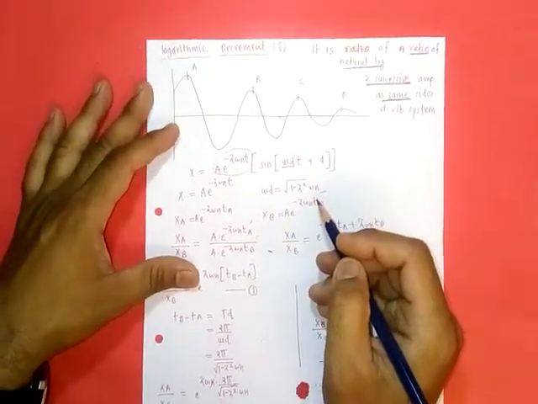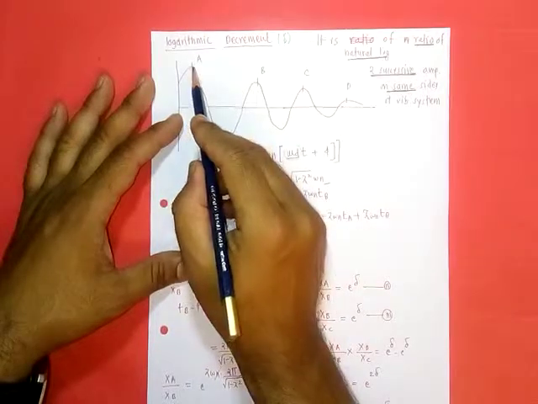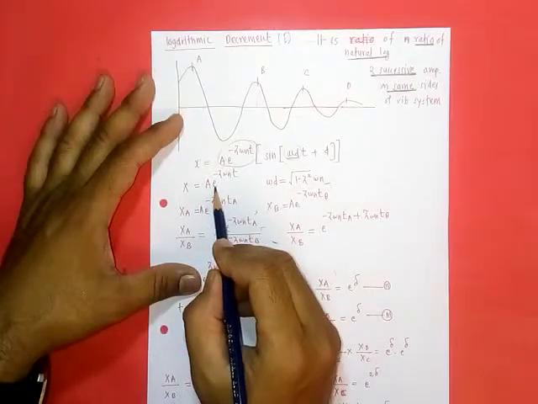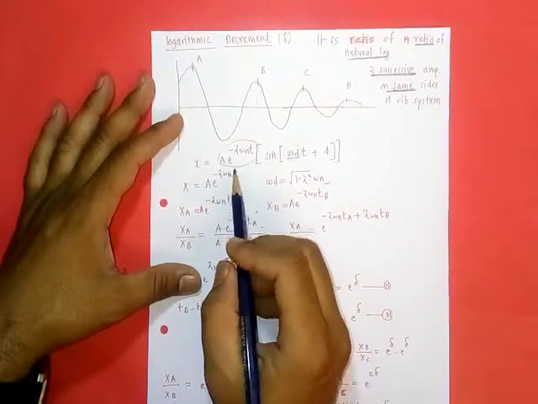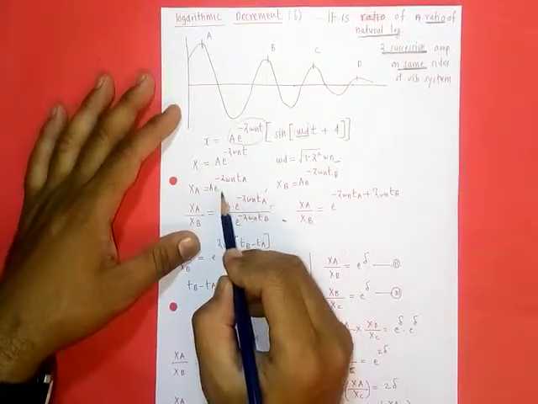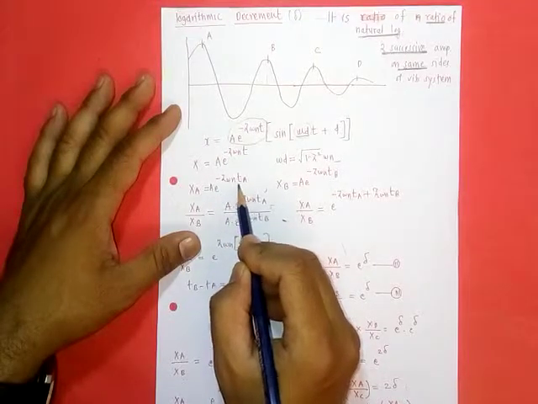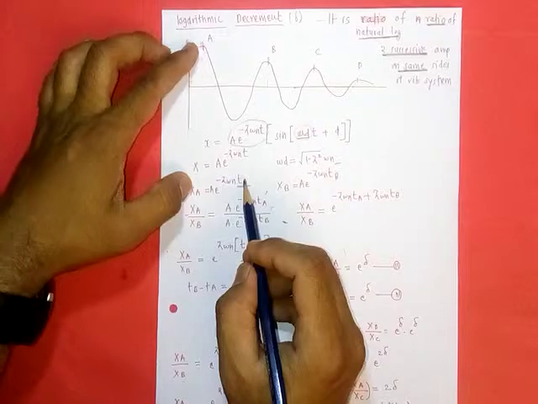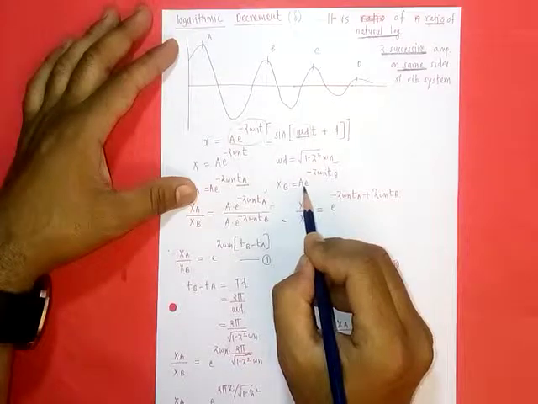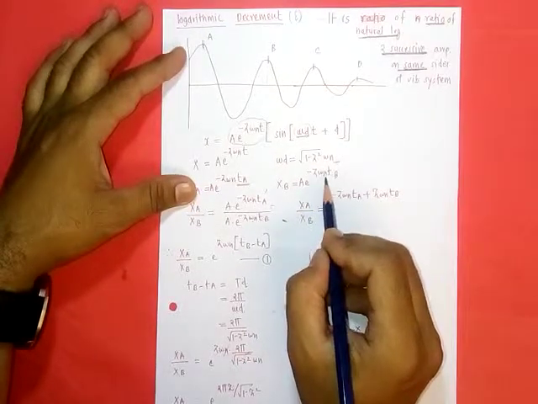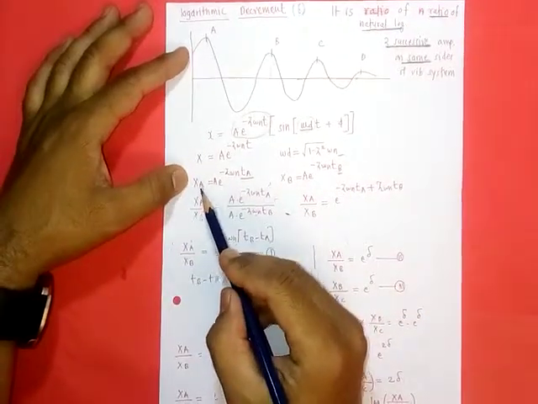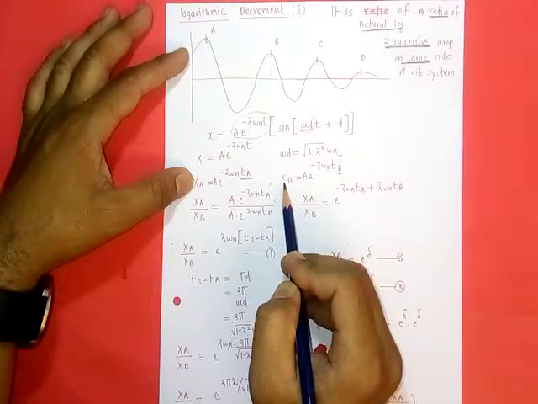Now next, if we want to find out xa, then we have the equation x is equal to a into e raised to minus zeta omega n t. For xa we can write xa is equal to a into e raised to minus zeta omega n into ta, where ta is the time at the instant of xa. Then similarly for xb we can write a into e raised to minus zeta omega n tb. Now take the ratio of these two amplitudes xa and xb.